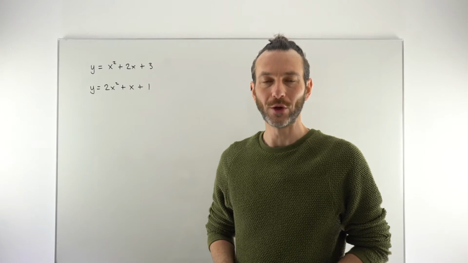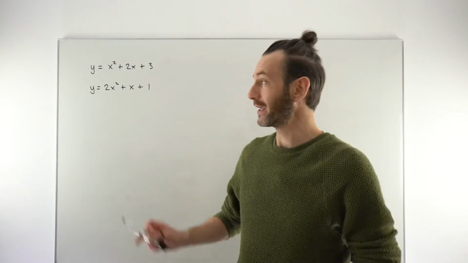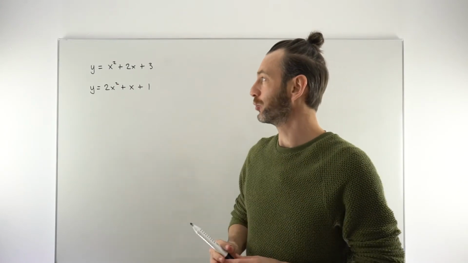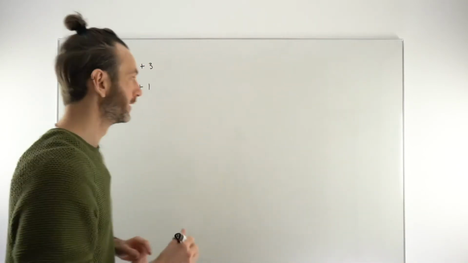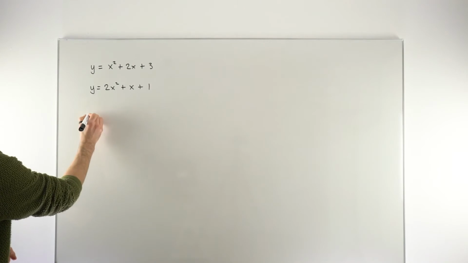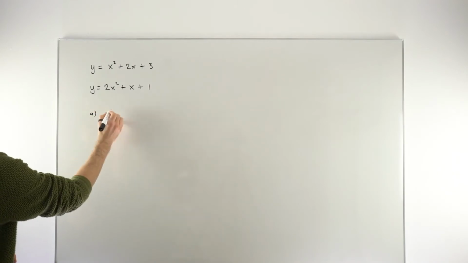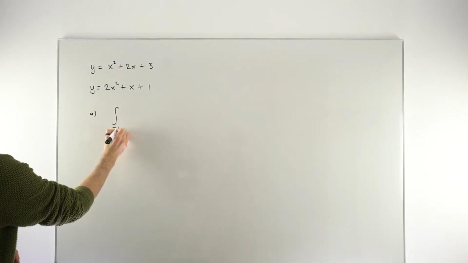In part A of this question, we're asked to set up an integral that represents a shaded area between these two curves and between the points of intersection -1 and +2. We're not asked to evaluate that integral, just to set it up in part A. So we're going to set up the integral between -1 and 2.